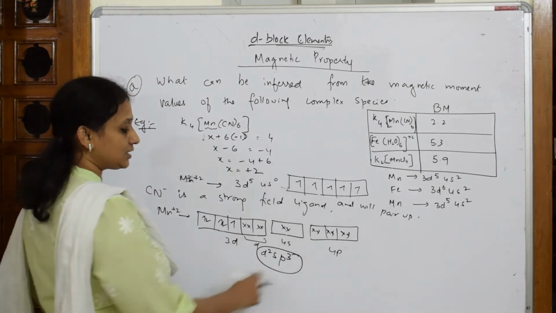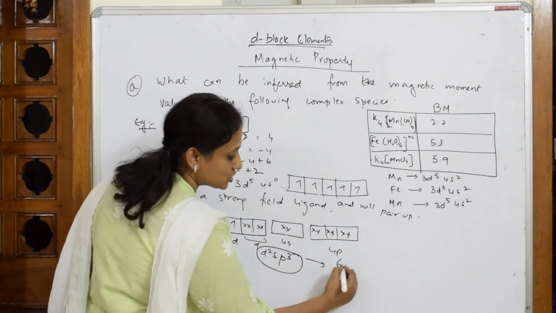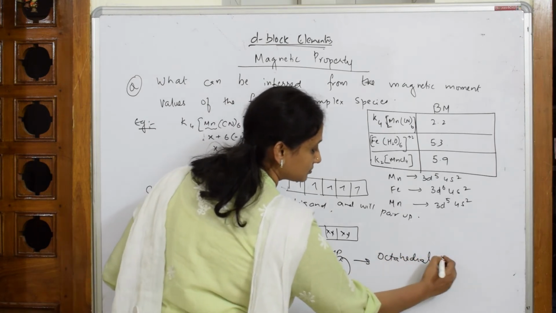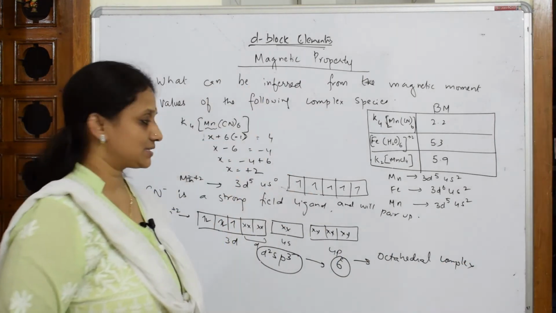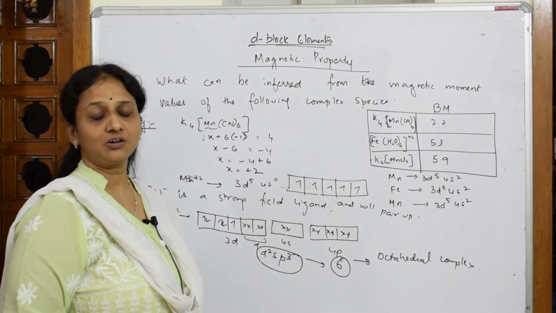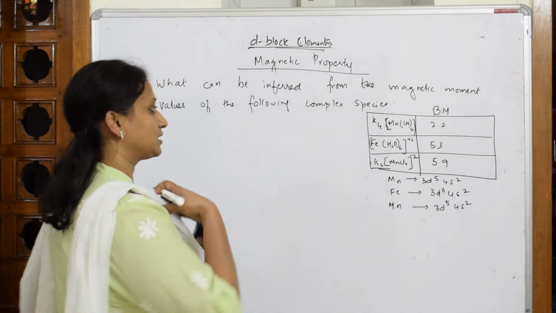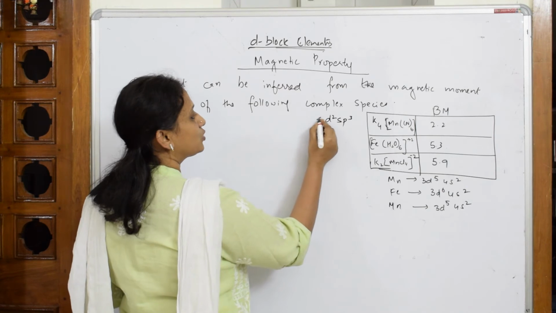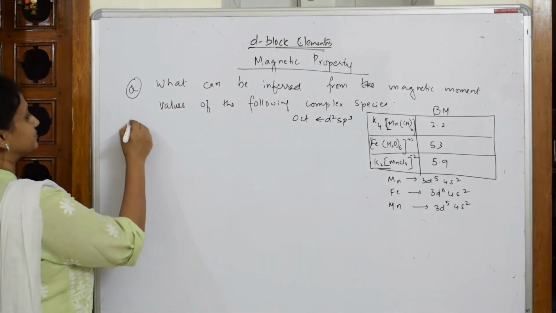Now how many are there? 3 plus 1, 4, 5, 6 total. So 6 means what is the geometry of the complex? It is an octahedral complex, manganese with 6 cyano on all the sides. So this data is helping me to find out the shape of the complex. I have got a configuration of d2sp3, and I told it has an octahedral geometry. Let us come back to the next one.